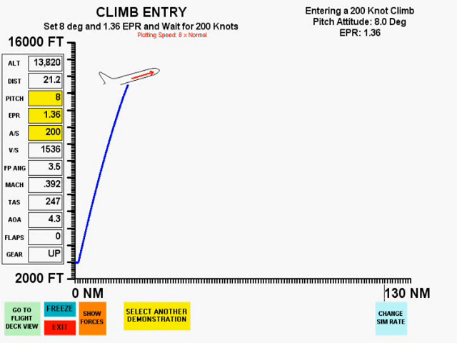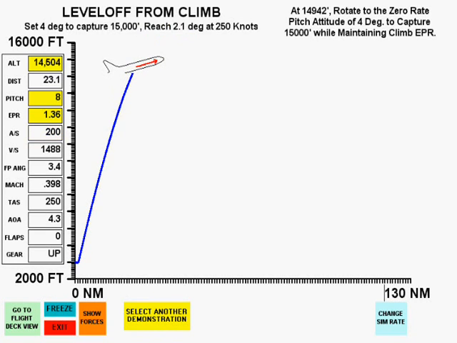We will now make a precise level off at 15,000 feet. Using the appropriate lead, we will rotate to the zero rate pitch attitude of 4 degrees to capture 15,000 feet. We will maintain climb EPR in order to accelerate.